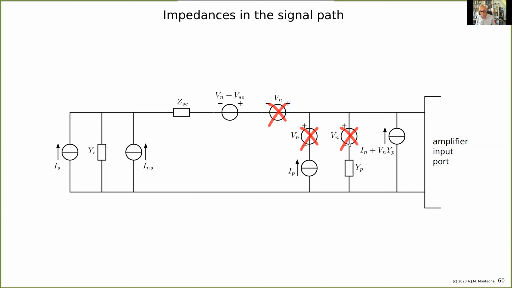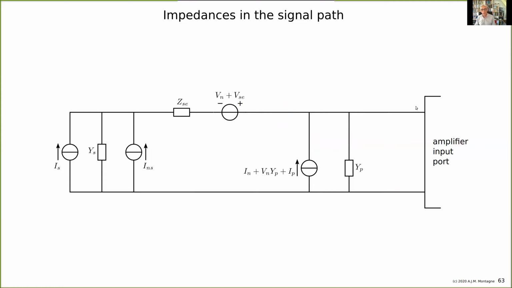But this one, I can make an equivalent Norton model from this, and then I can add this one to what was already there, which was In. So I have then In plus Vn times Yp at the input of the amplifier as a current. So we can leave this out. And the next step is that I'm going to add these two current sources. That's a little bit more simple. So I just put it in there.